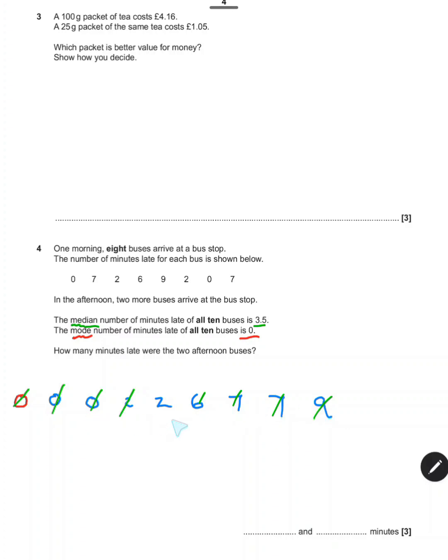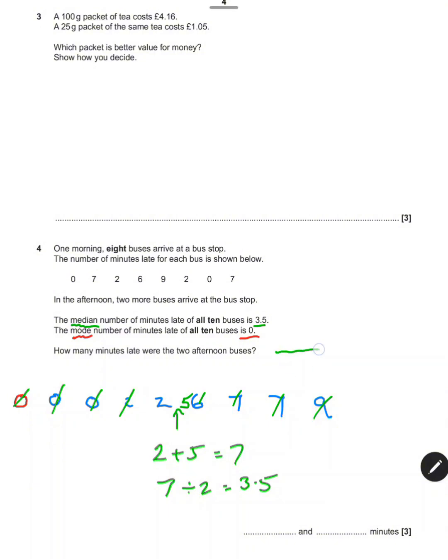Now I've crossed off 4 from each side. I am going to put an extra bus in here. And I know the middle of this 2 and whatever I'm going to put down has to be 3.5. Well, if I put a 5 in there, then the middle of 2 and 5, if we add those together, that comes to 7. And then if we half that, we get 3.5. So this 5 is correct. The middle of 2 and 5 is 3.5.